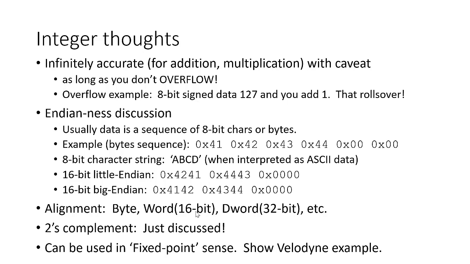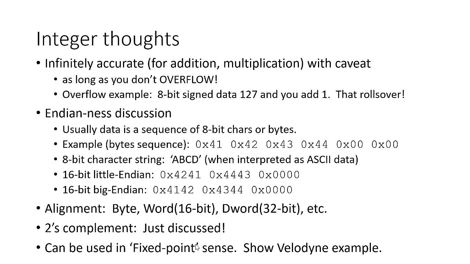Another thing to kind of watch out for is alignment. Like if we needed word 16-bit alignment, then sometimes things get padded with additional zeros so that data starts on 16-bit boundaries or 4-byte, 32-bit boundaries. So alignment can sometimes get you. 2's complement, we did discuss that.